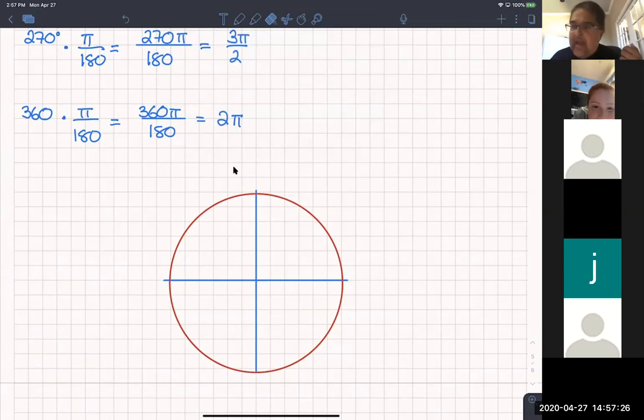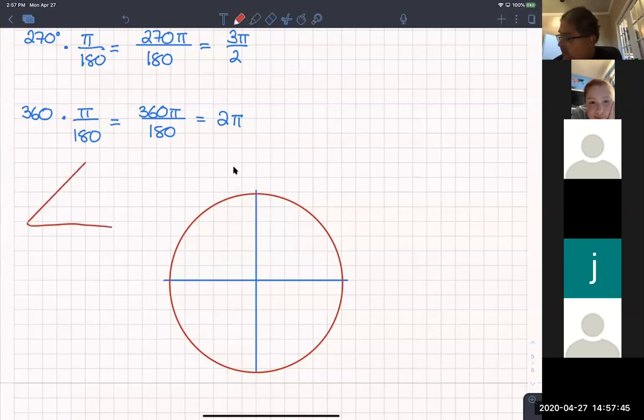So let's look at what happens here. Let's start off. When we measure an angle, we measure it in a counterclockwise direction. We didn't talk about how to measure angles in this class, but when you measure an angle, you take your protractor.